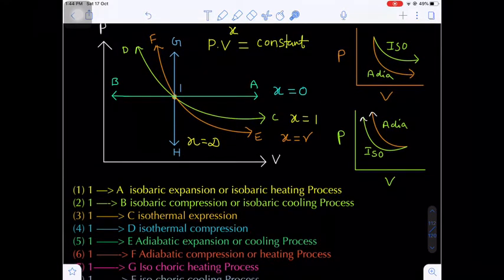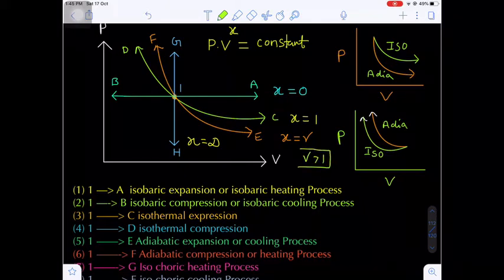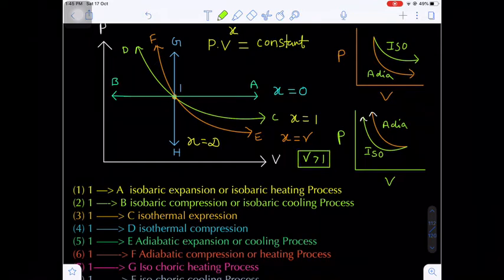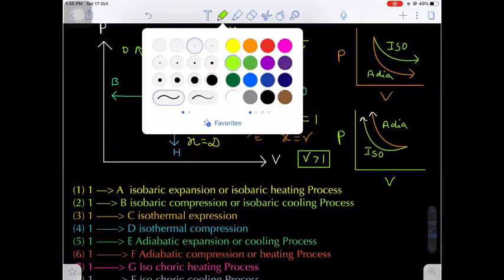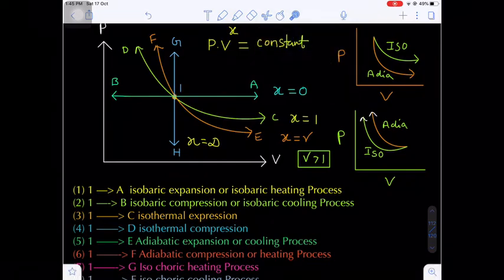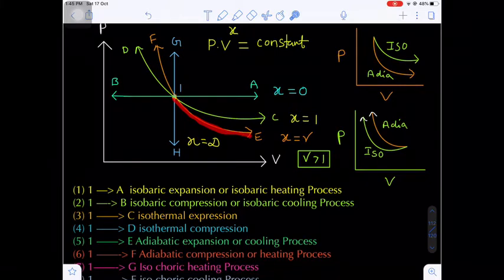And next, if you move to the x value, that is the exponent value gamma, which is nothing but an adiabatic reversible process. Okay. Now we know this is an isothermal 1 to C expansion, and 1 to E adiabatic expansion. Because the gamma is always greater than 1. Yes, the gamma value is always greater than 1 because Cp by Cv is gamma, where the Cp is always greater than Cv. That's why the gamma value is greater than unity. That's why here the adiabatic slope is steeper than the isothermal slope. This is the steeper curve, 1 to E. Okay, this is called adiabatic reversible expansion.